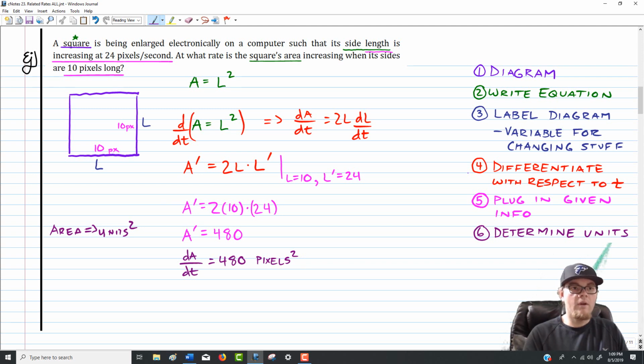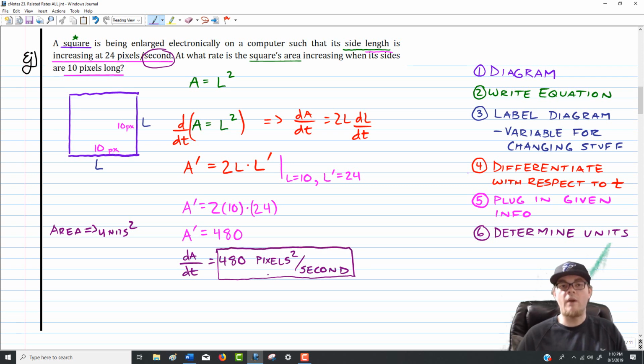And then time units everywhere in here were measured in seconds. So we'd go pixels squared per second. And in fact, that is the answer that we were looking for. The area is changing at 480 pixels squared per second as we work our way through.